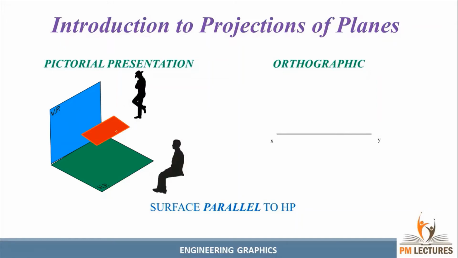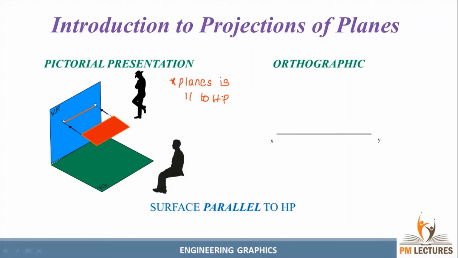So first, if you have a plane parallel to HP, the first condition is the plane is parallel to HP. This is the first statement. If it is parallel to HP and I am viewing from the front view, it will be projected in the VP plane. I will be able to see only a line. I cannot see the true shape of this plane.